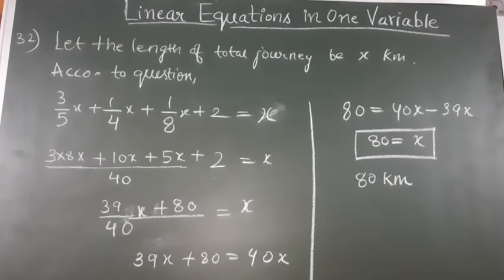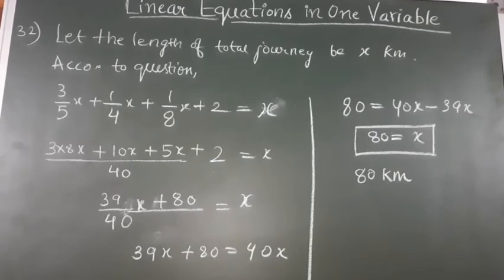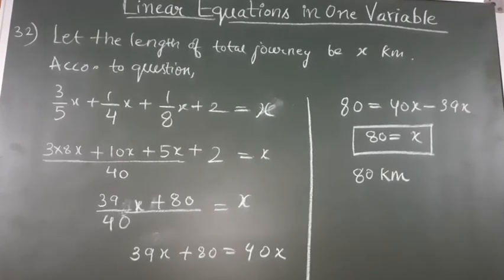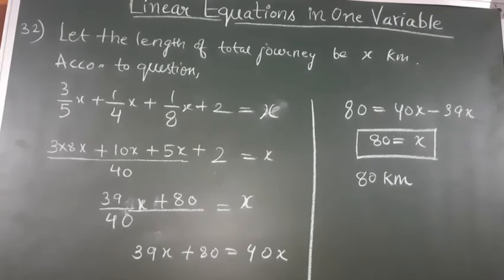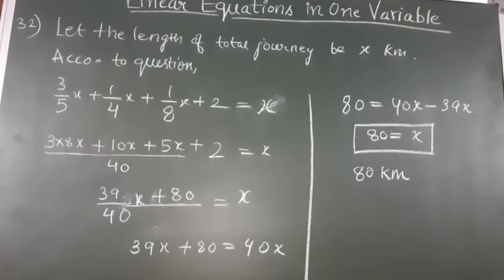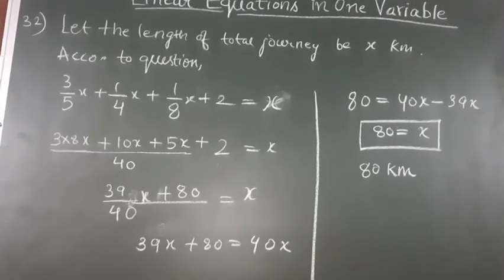The LCM of 5, 4 and 8 is 40. So what I have done here, I have taken the LCM. To make it 40, 5 has to be multiplied by 8. So same goes with the numerator. So in 3, I have multiplied by 8. To make it 40, 4 has to be multiplied by 10. That is why in the numerator also I have multiplied by 10.